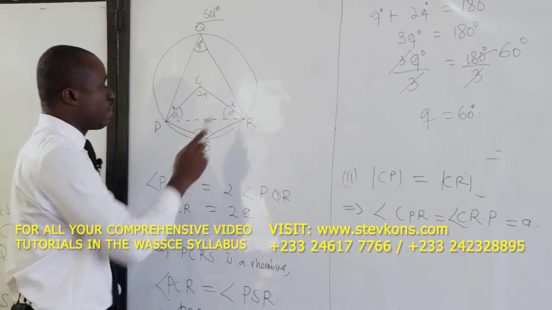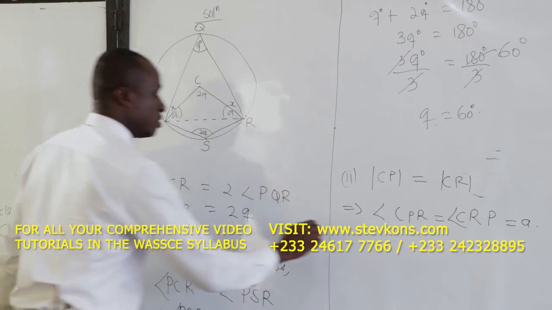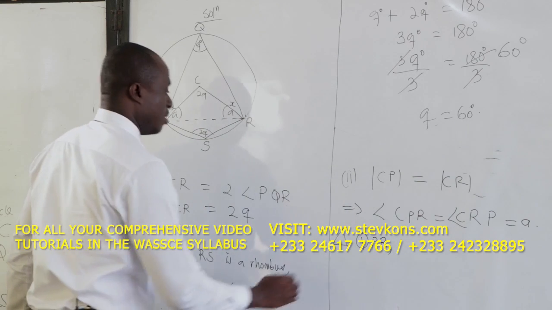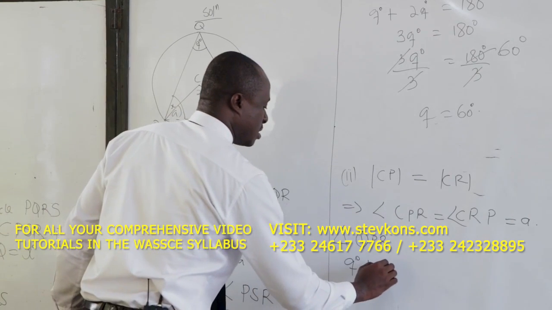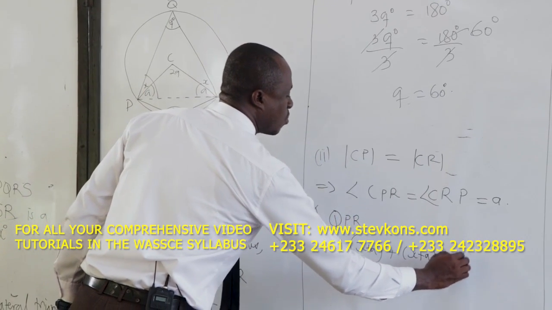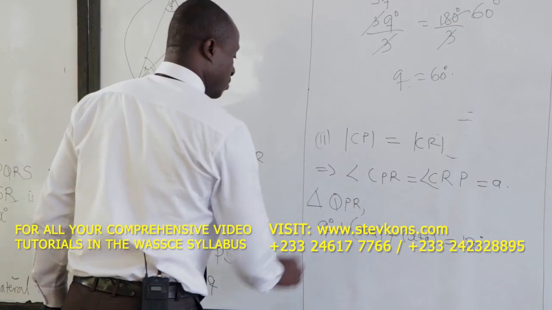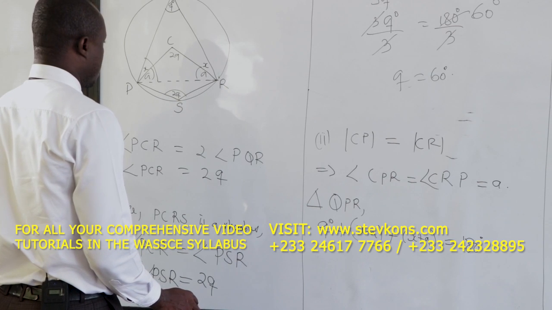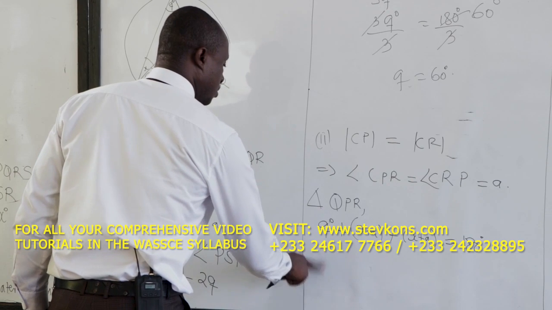But CPR is isosceles, so these angles are equal. Clearly, let's consider triangle QPR, and we can see Q degrees plus the whole angle here, that is X plus A plus X plus A equal to 180 degrees, sum of angles in a triangle. Now, clearly from here, what is our Q? We know our Q is 60 degrees.